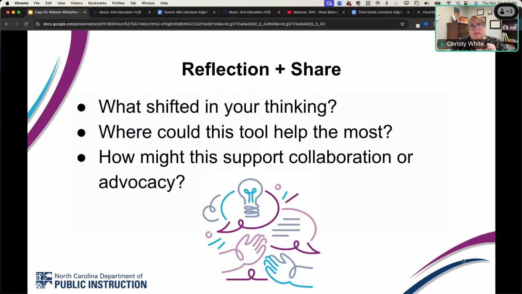So these are some things that we want you to think about now that you've taken some time to look at the tool, experience it, and try it out for yourself. Think about what shifted in your thinking, and where this tool could help you the most. How could it support collaboration? How could it support advocacy? I think Johnathan gave you a few hints about how that could happen when he was talking just a few minutes ago about how you can really use this tool. The point is not to be one more thing that you have to do. The point is to help you do your job in the best way possible.